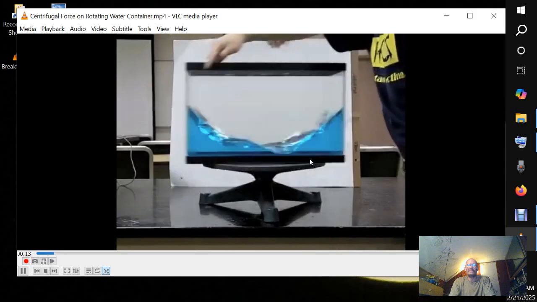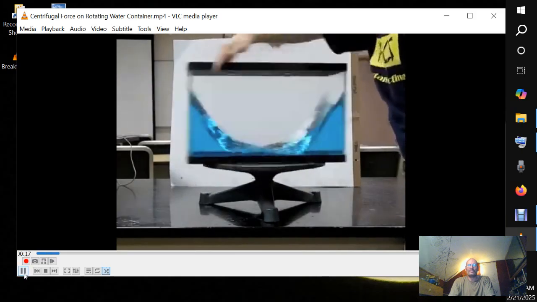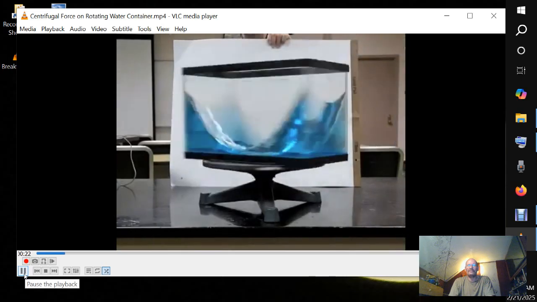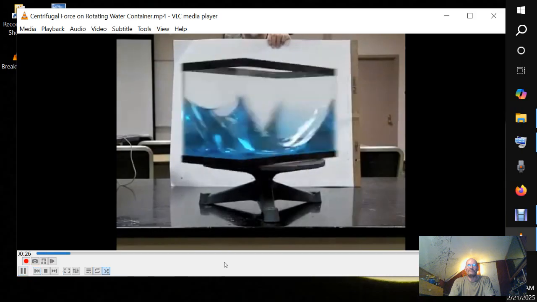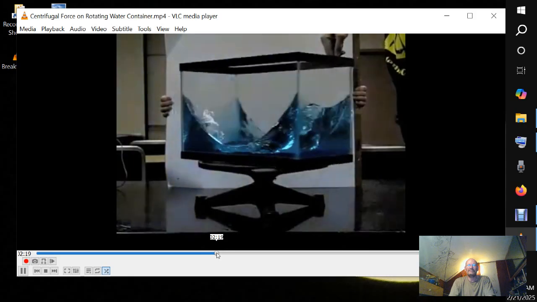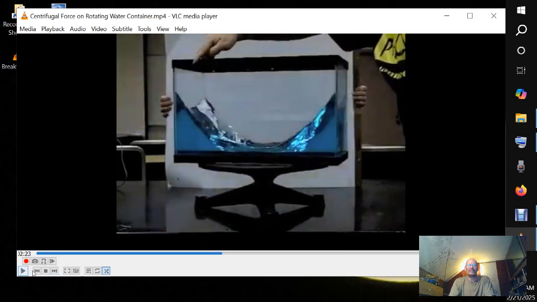So he's spinning up the water. And we can see it forms a nice parabolic curve there. Yeah, there we go. Some slow motion now. And we can see what's happening here.